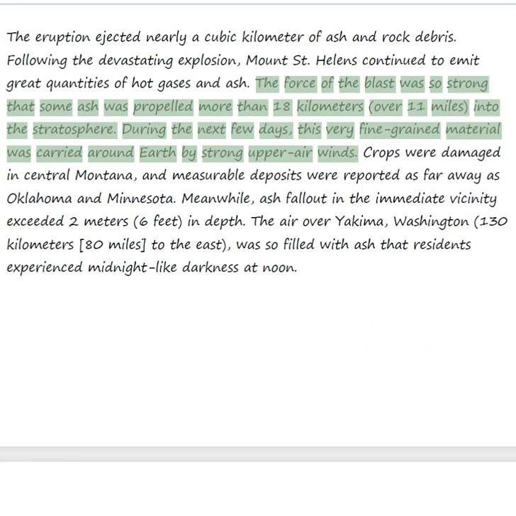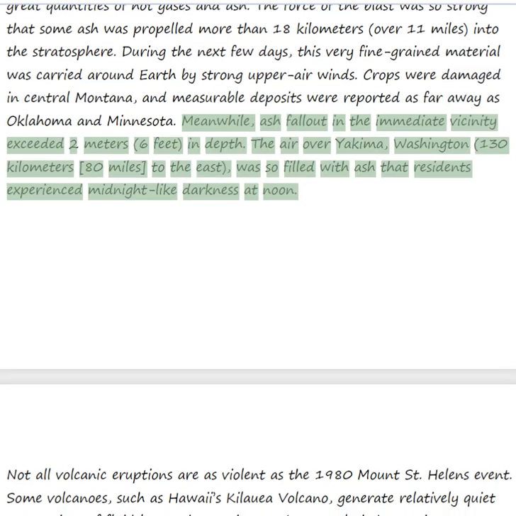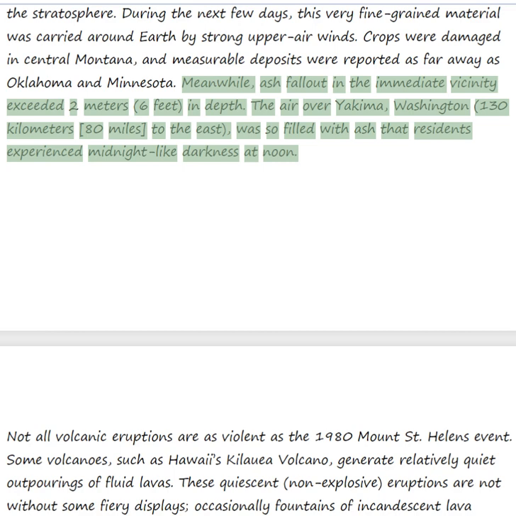During the next few days, this very fine-grained material was carried around Earth by strong upper-air winds. Crops were damaged in central Montana, and measurable deposits were reported as far away as Oklahoma and Minnesota. Meanwhile, ash fallout in the immediate vicinity exceeded 2 meters in depth. The air over Yakima, Washington, was so filled with ash that residents experienced midnight-like darkness at noon.